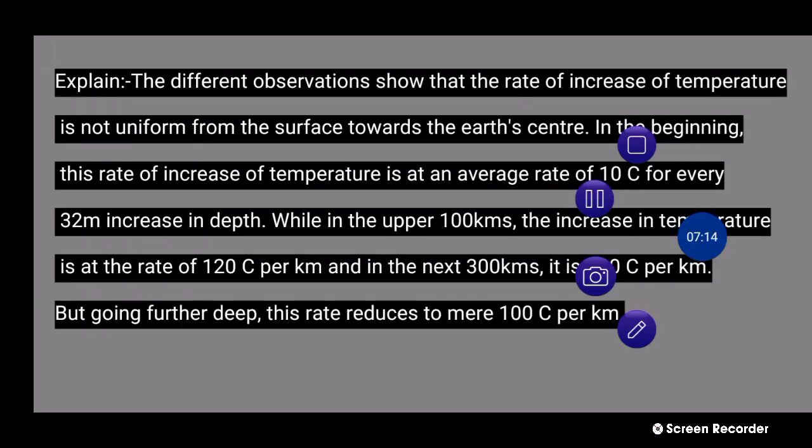Question 57 explained. The observations show that the rate of increase of temperature is not uniform from the surface toward the earth's center. In the beginning, the temperature increases on average 10 degrees Celsius for every 32 meters of depth. In the upper 100 kilometers, the increase in temperature is at the rate of 120 degrees Celsius per kilometer, and in the next 100 kilometers it is 200 degrees Celsius per kilometer, but going further in depth the rate reduces to about 100 degrees Celsius per kilometer.